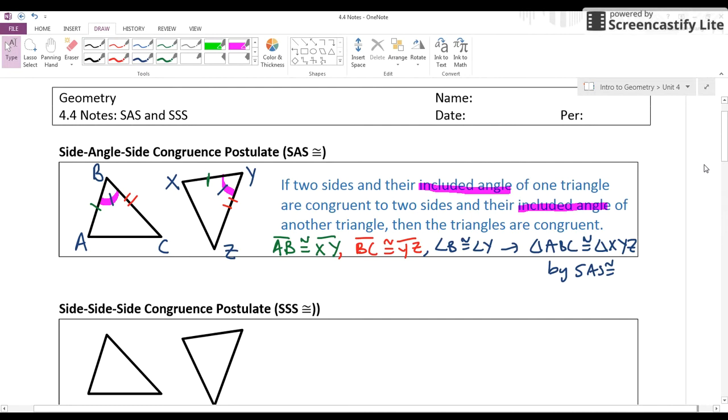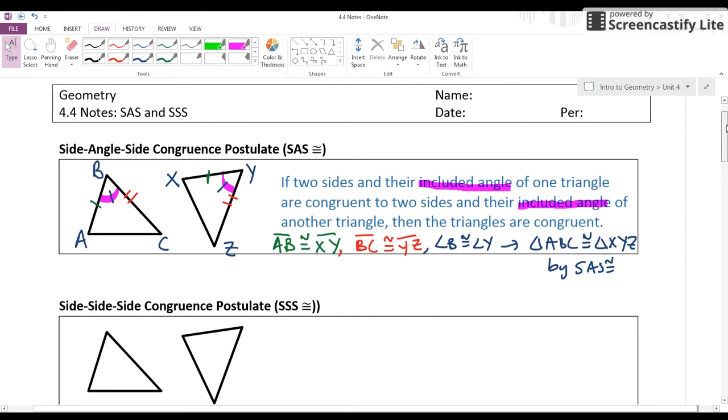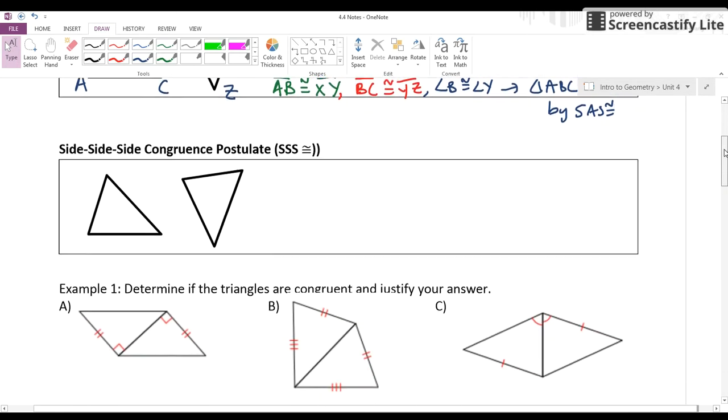All right, but again, the key thing with the SAS postulate is knowing the included angle. So think about why we can't say the triangles are congruent if we were given, for example, angle A and angle X instead of angle B and angle Y. All right. Next up, we have our side-side-side congruence postulate.